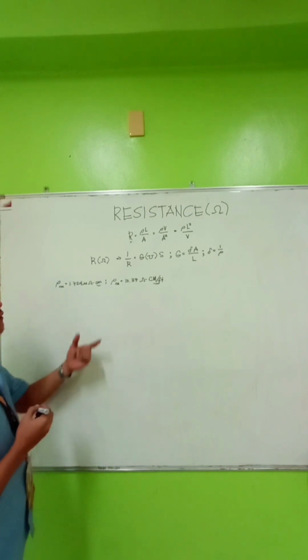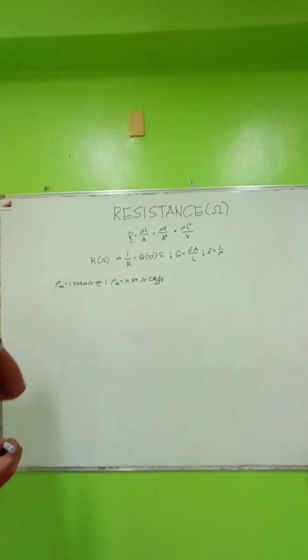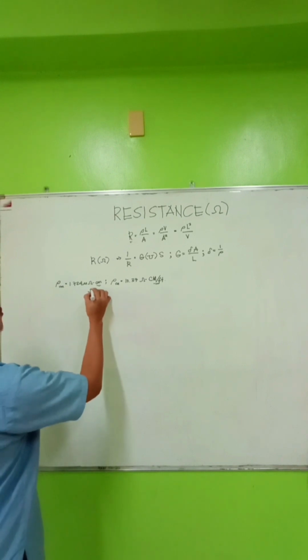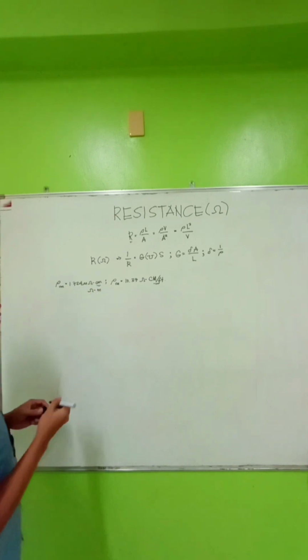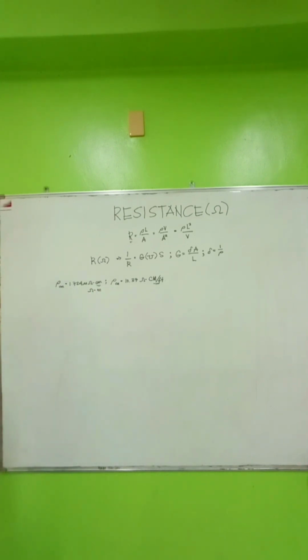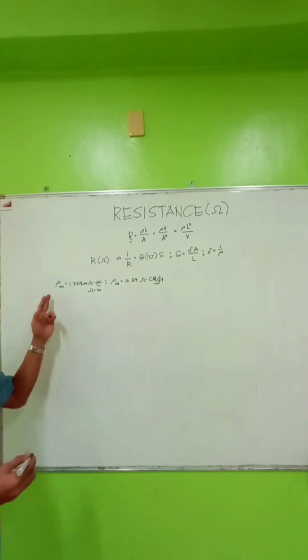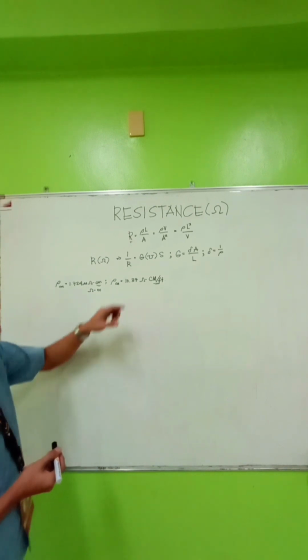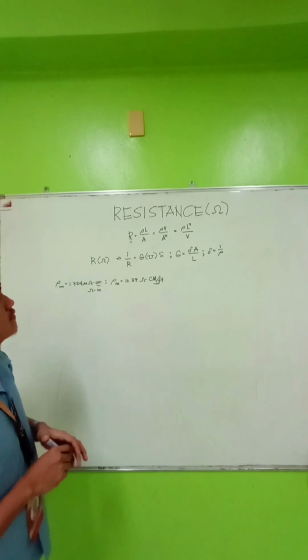Okay, so resistivity. What are the things that we need to deal with our resistivity? The common unit for resistivity is ohm centimeter. Others are in ohm meter. Okay. So resistivity. The next is your length.